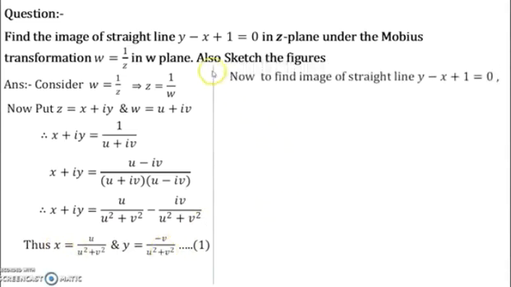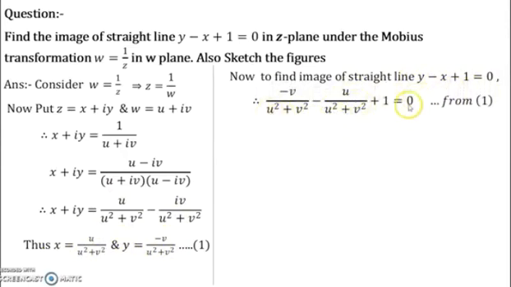So I'm going to use these values in the given straight line y minus x plus 1 is equal to 0. That is the given curve. So not only a straight line, they may give a parabola, ellipse or circle, anything they may give. We need to substitute x and y values in the corresponding curve equation. We will get here minus v by u square plus v square minus u by u square plus v square plus 1 is equal to 0.